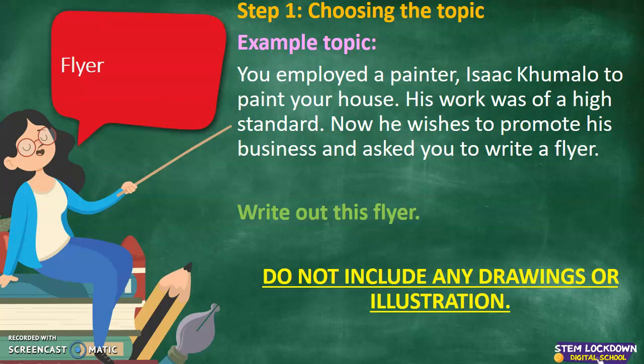So, when you are writing a flyer, it's very simple. We follow our normal steps. Step 1 is choosing a topic. So here's the topic. You employ your painter Isaac Khumalo to paint your house. His work was of a high standard. Now he wishes to promote his business and has asked you to write a flyer. Write this flyer out. When you are writing a flyer, we do not include any drawings or illustrations for English home language because you do not get any marks for this. What you get marks for is the information included in the flyer and the correct format followed.